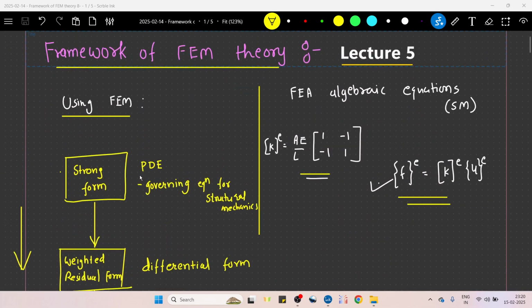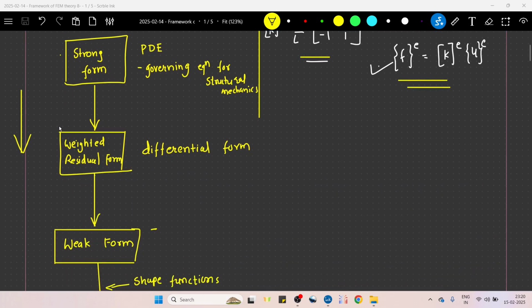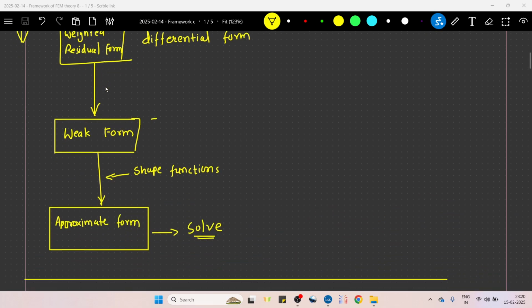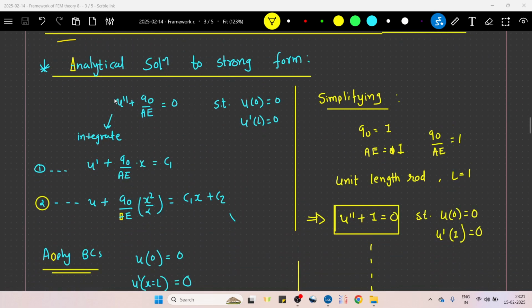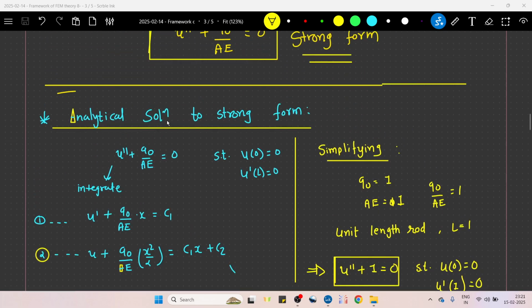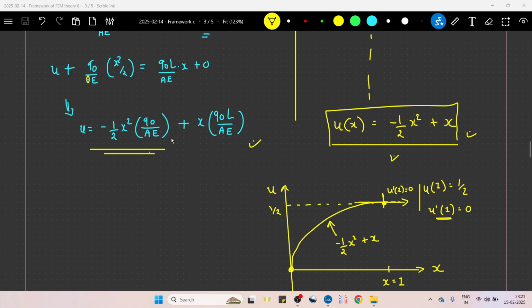We have earlier discussed the framework of FEM theory, and we derived a strong form first for a particular example, a rod subjected to axial force. Using the strong form, in the last lecture, video number 5, we derived an analytical solution. So this is what we have got.